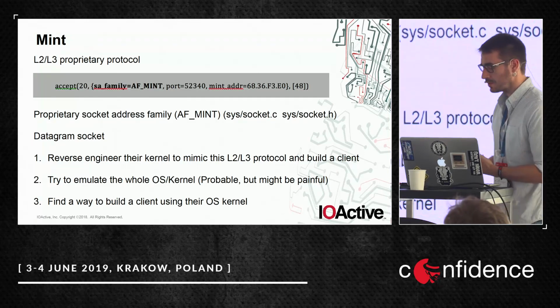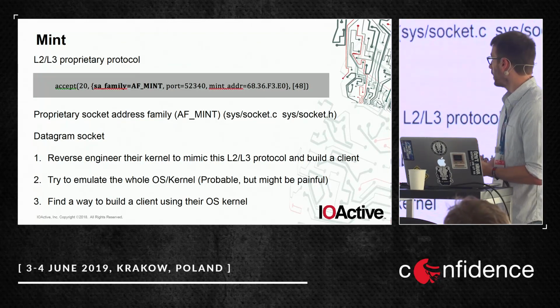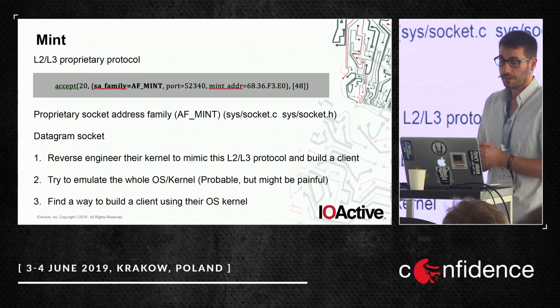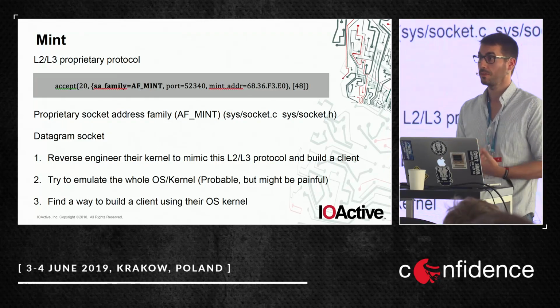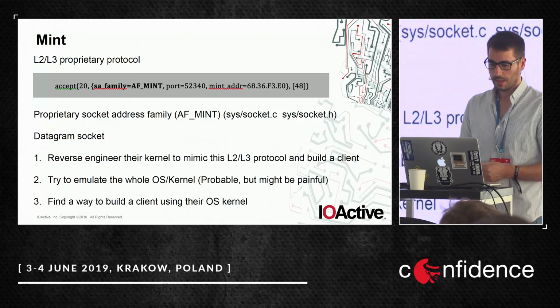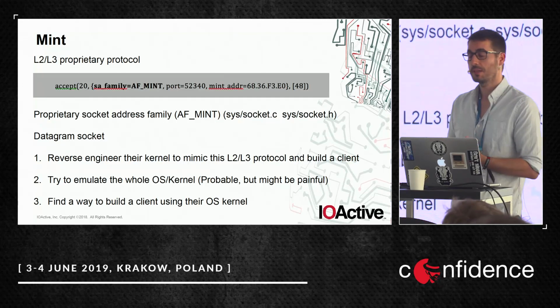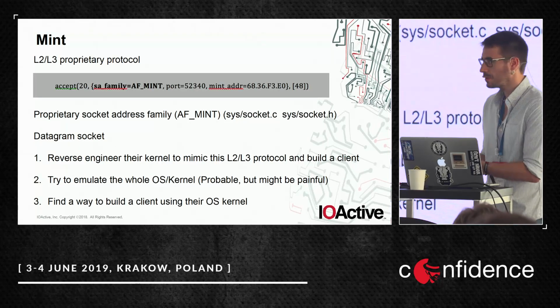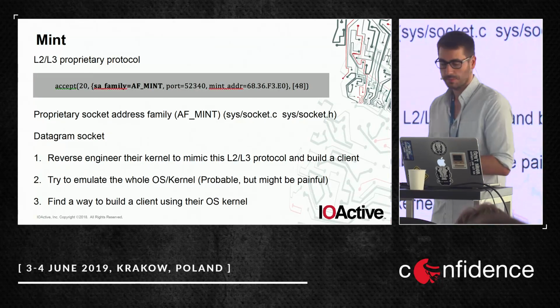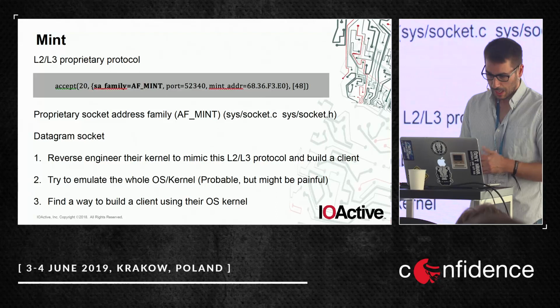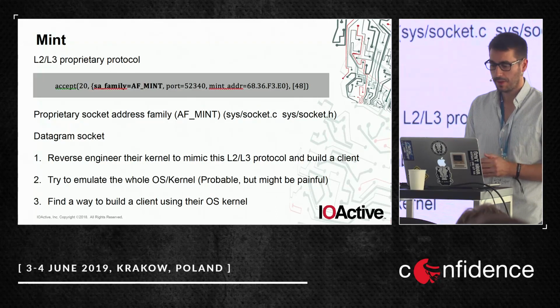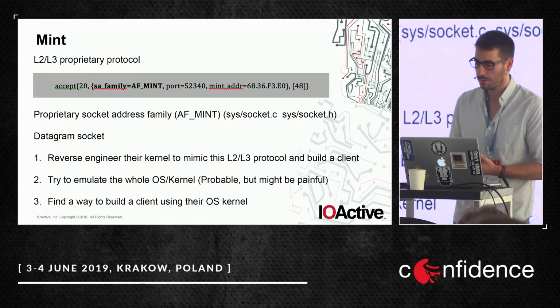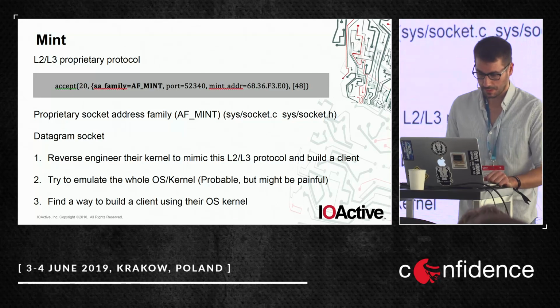So we have several options here. First, we could just reverse engineer the kernel and try to build your own client, which is possible. Then, try to emulate the whole operating system and kernel and use it on your Mac or your Linux box or whatever, which is also possible, but it might take some time. Another option could be to find a way to build a client using the OS kernel, like using an actual device, which is the option I took because it's the quickest. I'm very lazy.